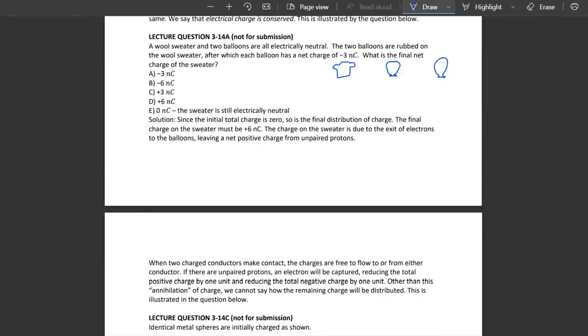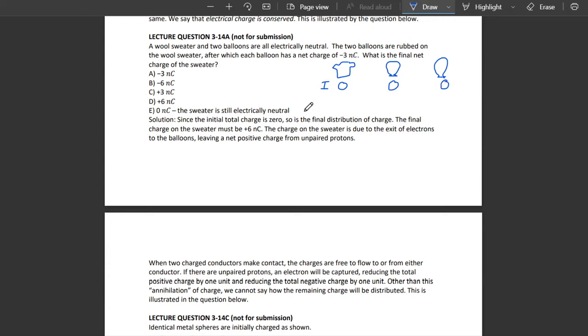So here we have question 3-14a, and it says a wool sweater and 2 balloons are electrically neutral. The 2 balloons are rubbed on the wool sweater, after which each balloon has a net charge of negative 3. What is the final net charge of the sweater? So first, let's start off by analyzing what the initial condition is. So let's write an I here for the initial condition. And here's my attempt at a sweater and 2 balloons. And obviously, they're equal size. So we know that in the initial condition, each of these objects had a charge of 0.